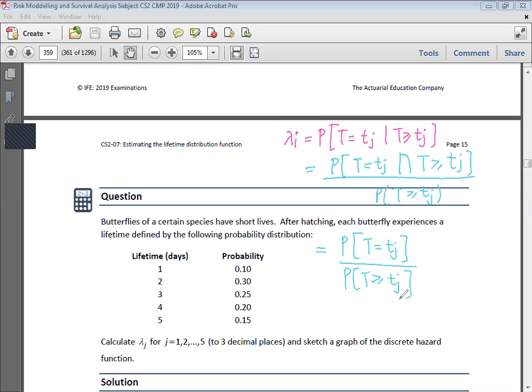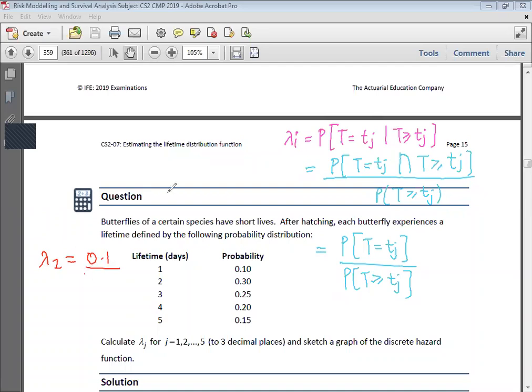Now I want you all to think how you will figure out these lambda j's. Let's just do it for lambda 1 first. What do you guys think I should write for lambda 1 as these probabilities? In the numerator, probability of T equal to T1, so 0.1. On T greater than or equal to T1, which can be written as 1 minus T less than T1. So 1 minus 0 is 1.